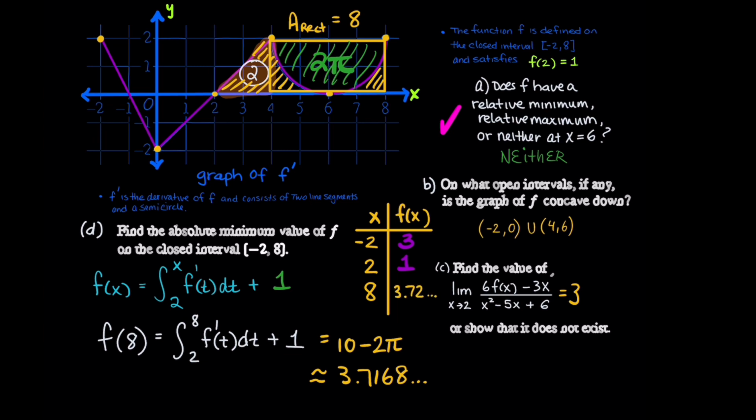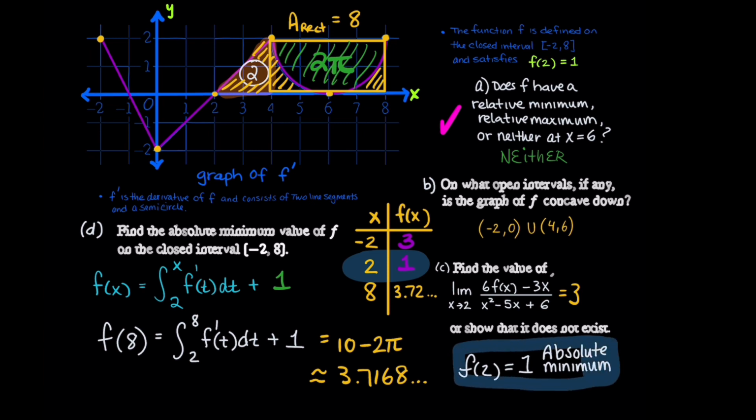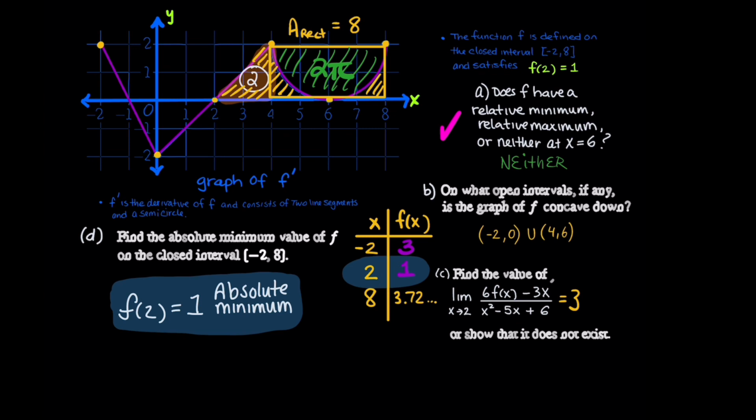And that, as a decimal value, is approximately equal to 3.7168, etc. So now, comparing the values in our table, we see that at x equals 2, we get the smallest f of x value, equal to 1, our absolute minimum on the interval from negative 2 to 8. So f of 2 equal to 1 is our absolute minimum on negative 2 to 8. And that's the last part of question number 4, the free response question in the AP Calculus 2023 exam.